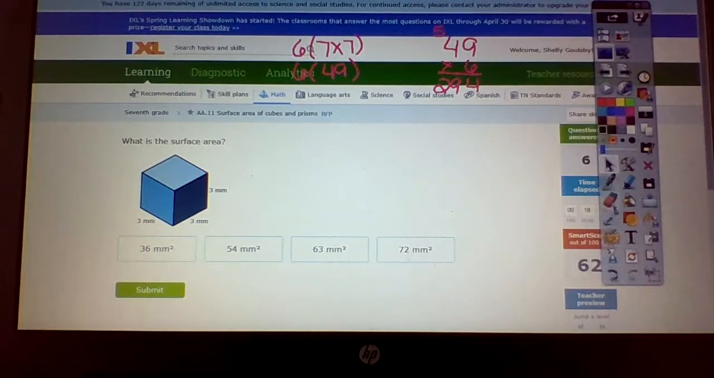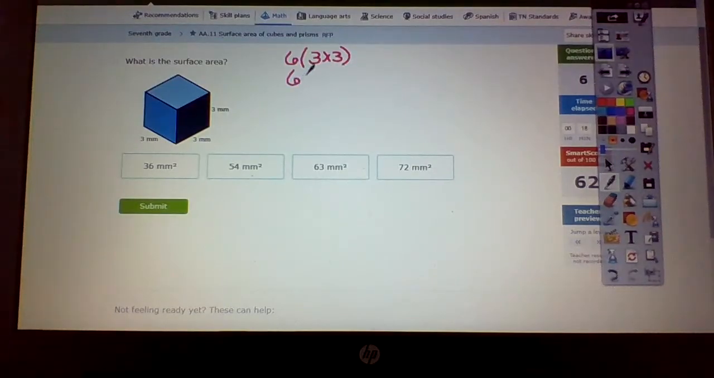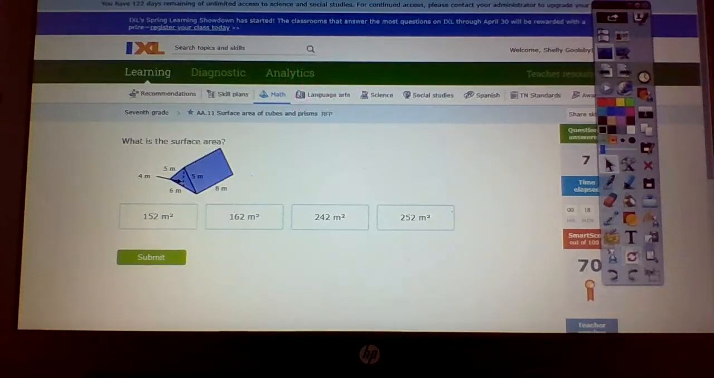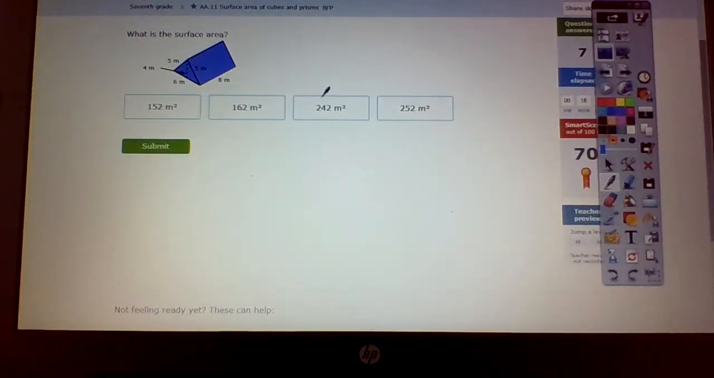And we're doing this again. Exactly the same that we did a minute ago. So, 6 times 3 times 3. 6 times 9. 6 times 9 is 54. And they have the answer there for you. You don't have to figure it out. All right, now we're back to another prism so you don't miss out on that.